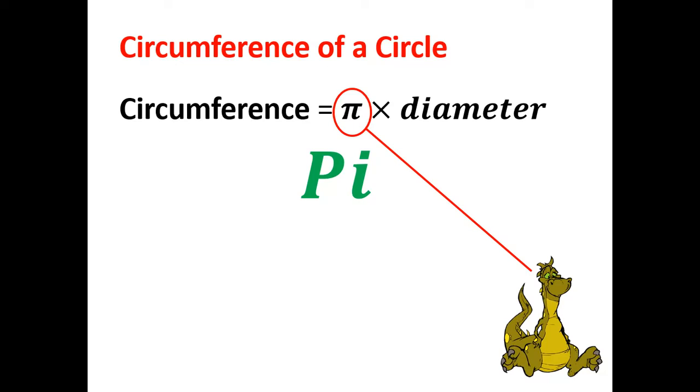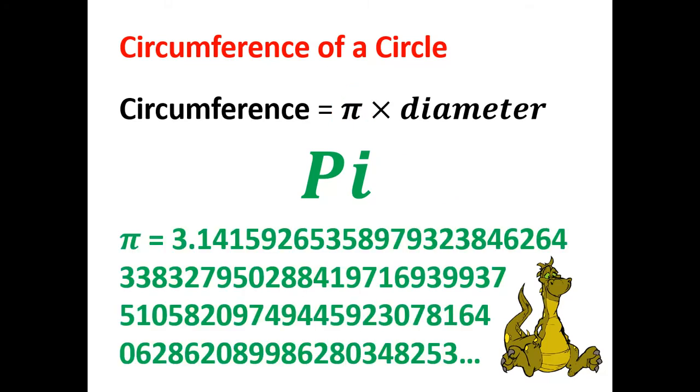Hopefully you've come across pi before, because pi is a really special number. It is equivalent to 3.14159265358979 and so on, with lots of decimal places. In fact, the decimal places don't actually end, and there's no pattern to the decimal points as well. It is a really unique and special number.